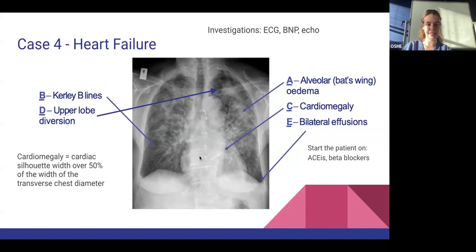Cardiomegaly is defined as a cardiac silhouette which takes up over 50% of the transverse chest diameter. We're going to start the patient on ACE inhibitors, beta blockers, and a whole load of other stuff probably. And we're going to do an ECG, a BMP, and an echocardiogram.